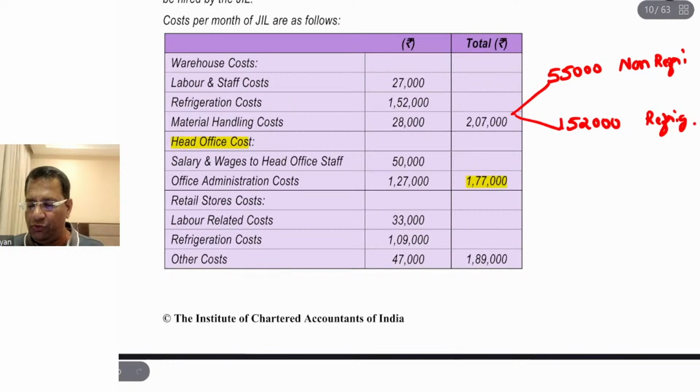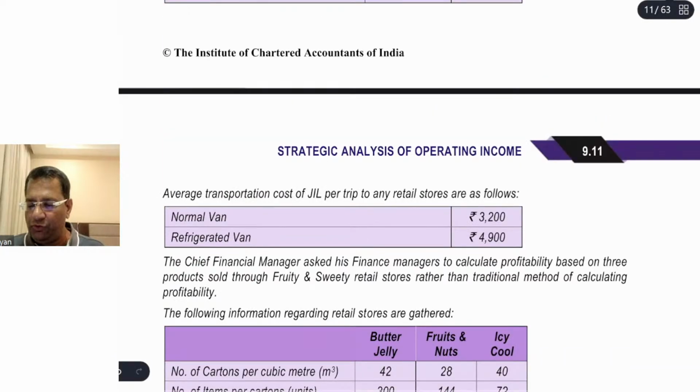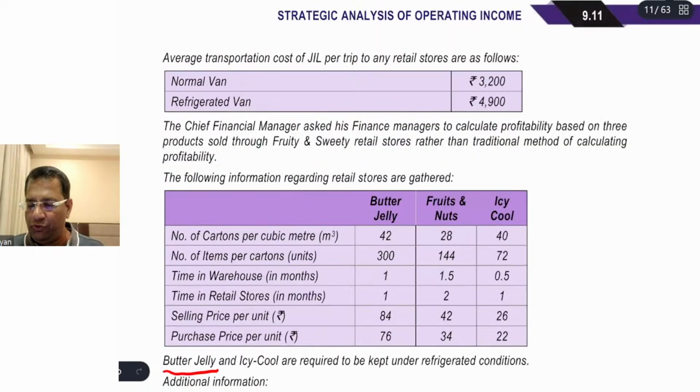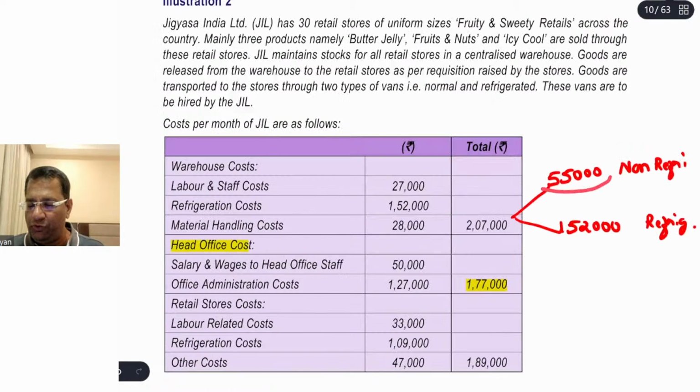And in the last detail, we have been given that the total volume is 40,000 cubic meter per month, while refrigerated goods is 25,000 cubic meter per month. So this is the cost that is related with 40,000 cubic meter per month, while this is the cost that is related with only 25,000 cubic meter per month.